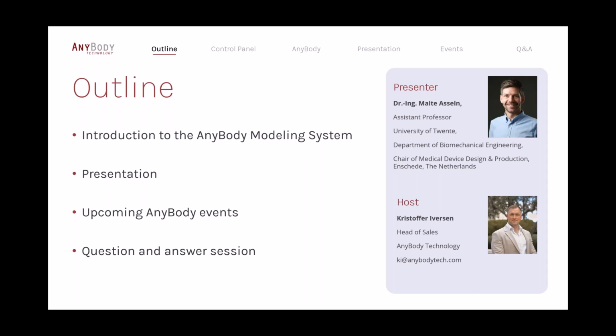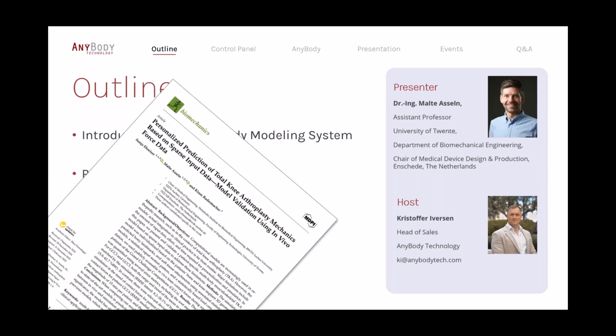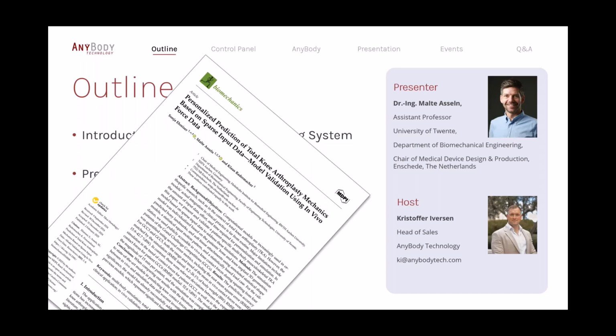And rather than personalizing a full body model, Malte and his colleagues built a lower extremity model from scratch, based solely on input data available in routine clinical practice. And the paper covering this work is actually already published. So if you want the very details of Malte and his colleagues' work, then you can find it online.